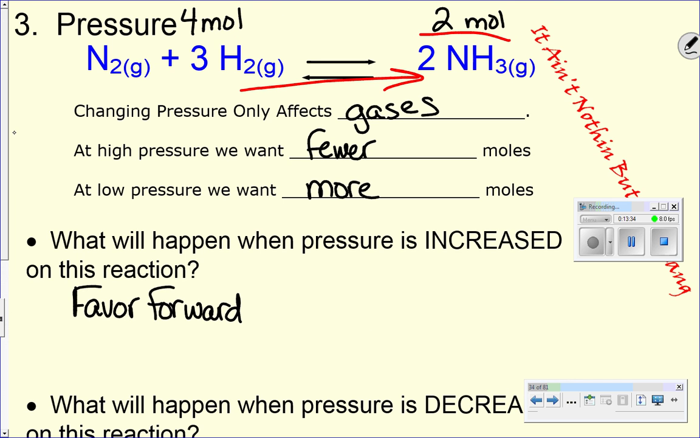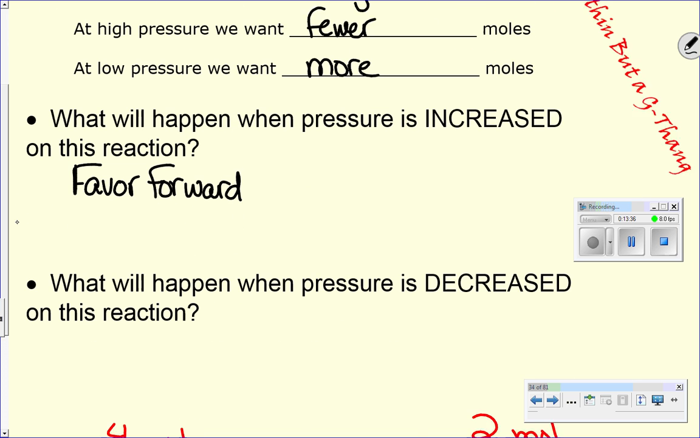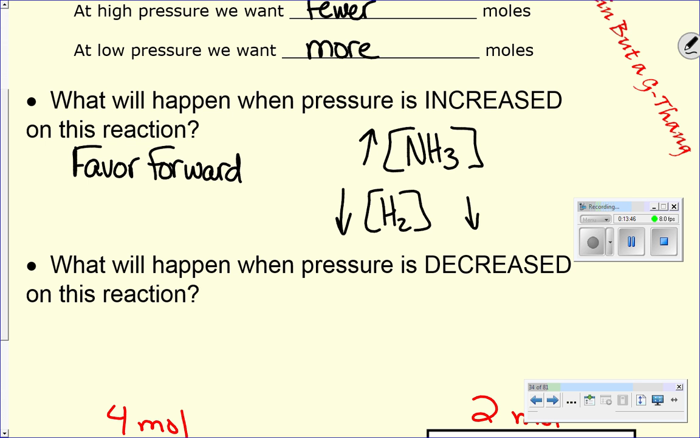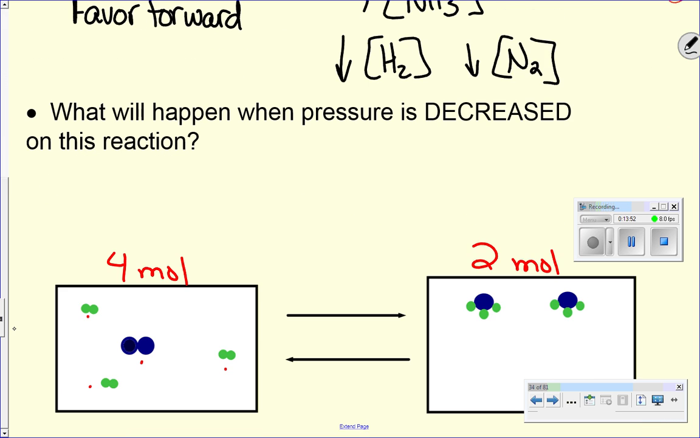So we've kind of squished everything down. And because of that, we're increasing the amount of NH3. That takes up less space. We're decreasing the amount of H2, and we're decreasing the amount of N2 as they turn into NH3. On the other hand, if we decrease our pressure, we're able to allow our system to spread back out to its 4 mole side over here, or we can take up more space if we want.